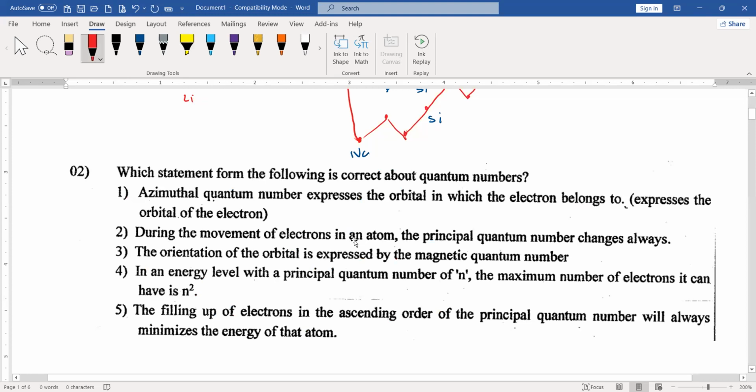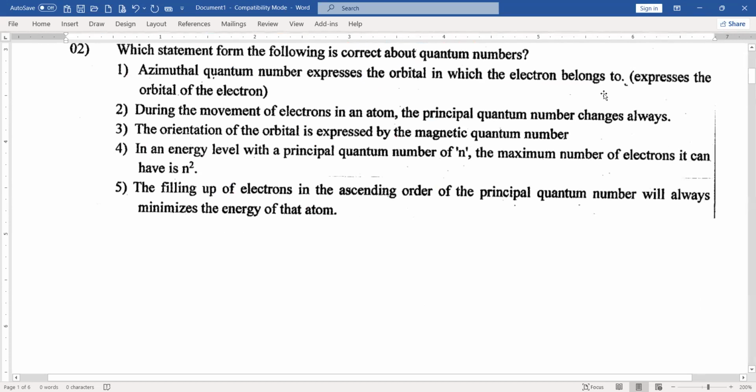Azimuthal quantum number, we have, normally we have 4 quantum numbers. N represents the main energy level, though we call it the principal energy level. N can take 1, 2, 3, 4 up to infinity.